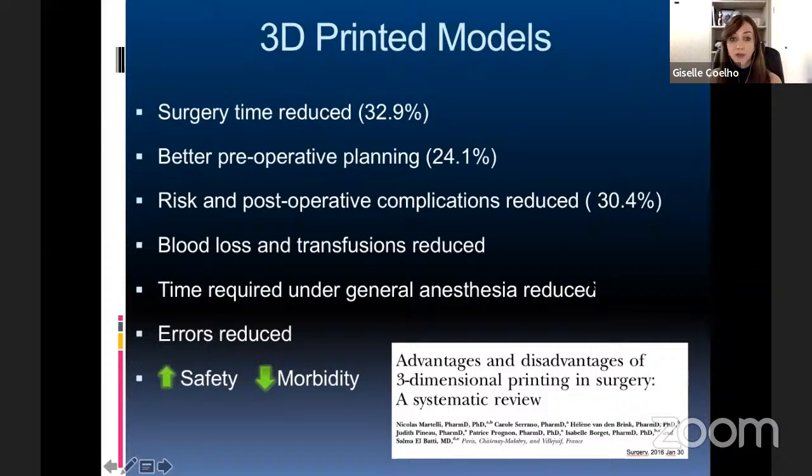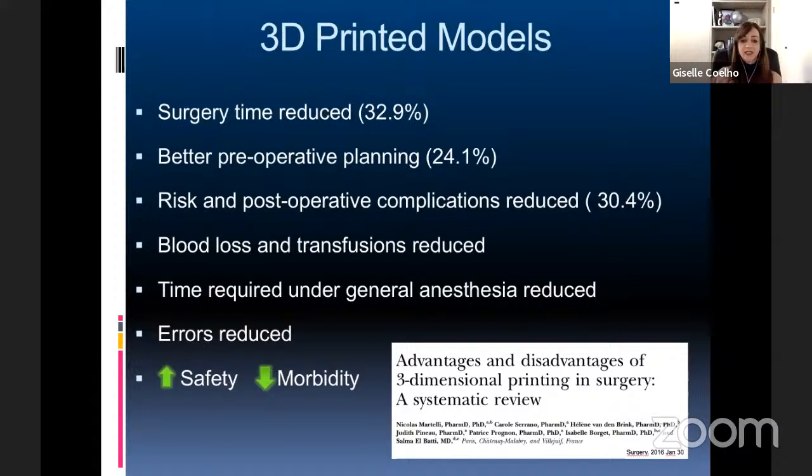But we have important papers where we can see the big advantage of three-dimensional printing in surgery. Surgery time was reduced, and preoperative planning was better; risk and postoperative complications were reduced when you use this kind of preoperative planning. Blood loss and transfusions are also reduced, and so is the time required under general anesthesia. Errors were reduced in general, increasing safety and reducing morbidity.